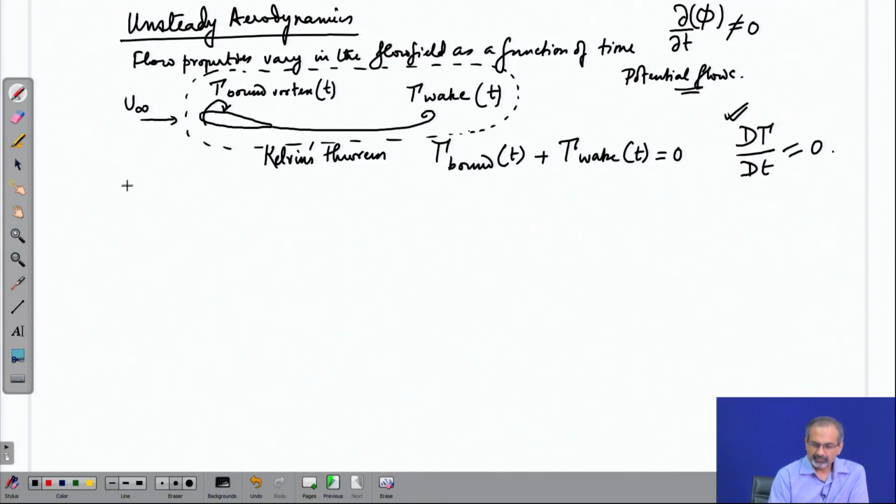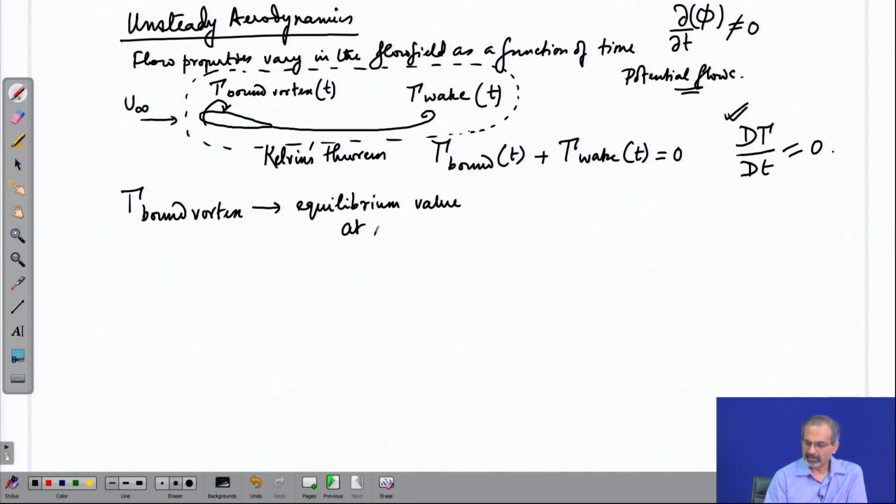Now, the bound vortex achieves an equilibrium value at long time from the time the flow reached the airfoil. This long time may be a couple of seconds at least. So, all that period it remains a function of t, and then it becomes a constant basically.